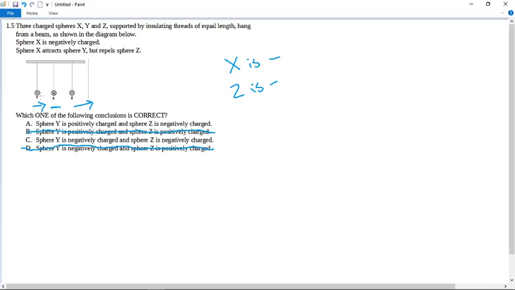And then if I look at my other answers, Y must be positive because it is being attracted. There are no neutral options in my answers. So the answer is A.